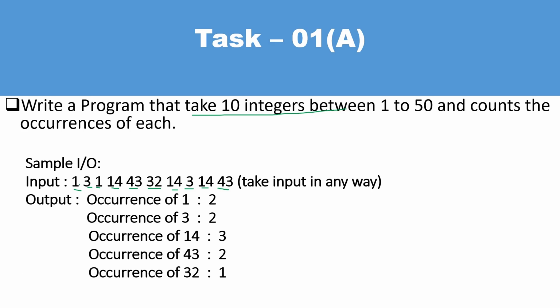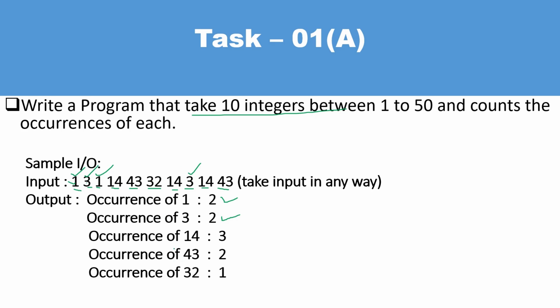And guys, here you can see that we have 1, 3, 14, 43 and 32. These numbers are unique and the rest of the numbers are repeating. So we have to print the occurrence of each integer: 1, 3, 14, 43 and 32. So let's see, 1 came how many times? 2 times. Here you can see the first time here and the second time here. So we have printed occurrence of 1 is 2. Alright. And let's see the occurrence of 3. Yeah, 2, because 3 came here one time and 3 here a second time. So we have printed occurrence of 3 is 2.